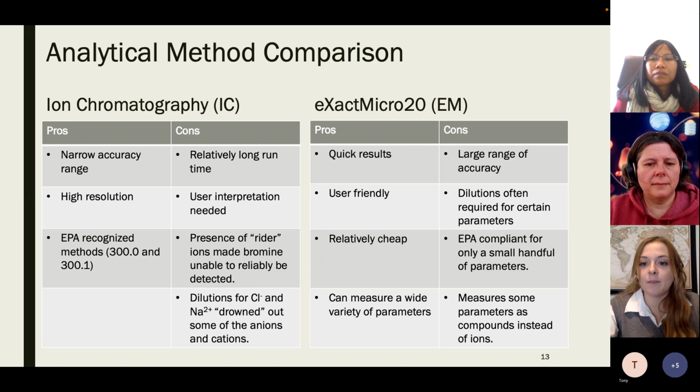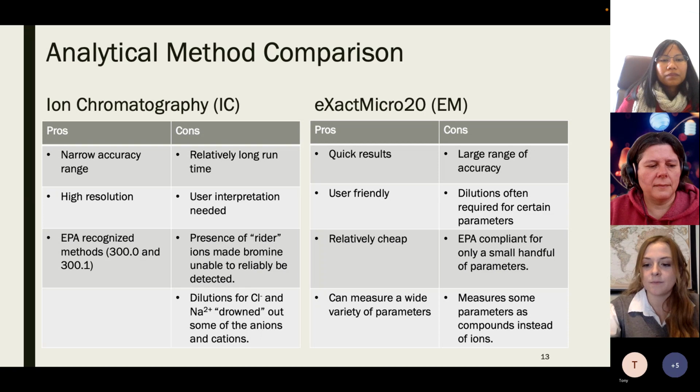Additionally, it's also EPA compliant for only a small handful of parameters. Most of these are relating to disinfection byproducts, but there also was phosphate that it was EPA compliant for. And it also measures some parameters as compounds rather than the ions.